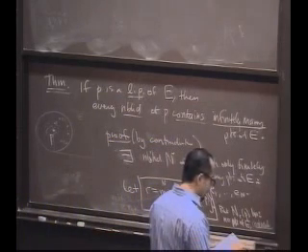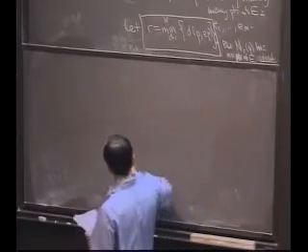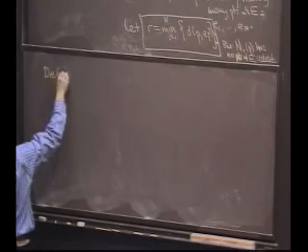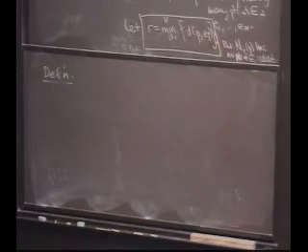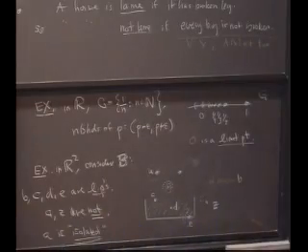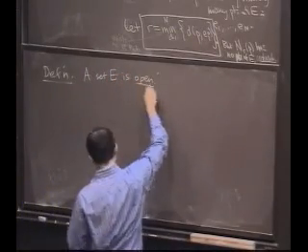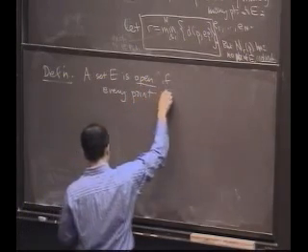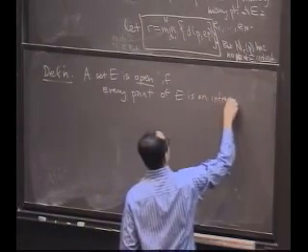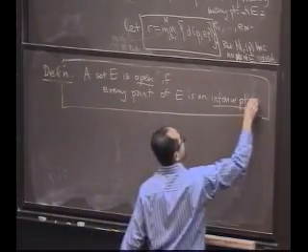Wonderful. Okay, let's define a few more terms. There's a lot of terminology here today, but it's basic for everything that follows. So we have a concept for a set that has the property that every point is an interior point. We call such a set open. A set E in a metric space X is open if every point of E is an interior point of E.